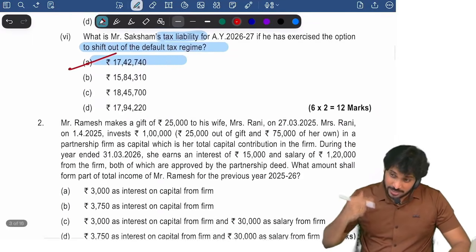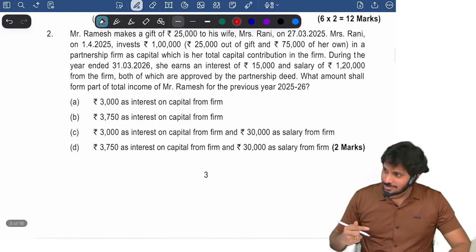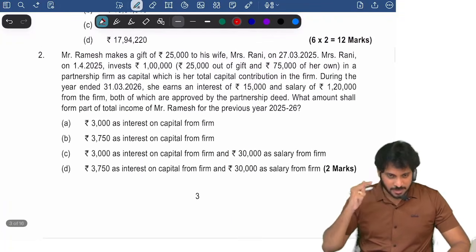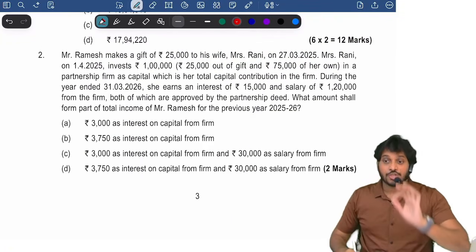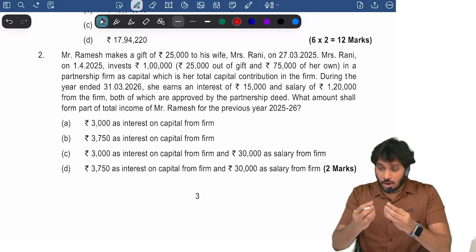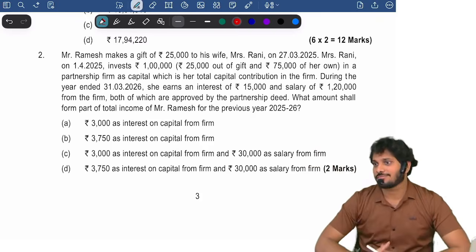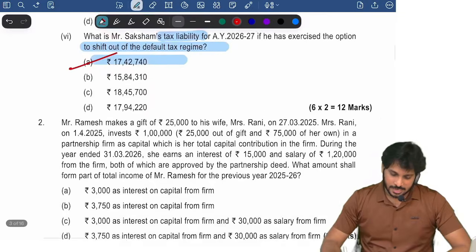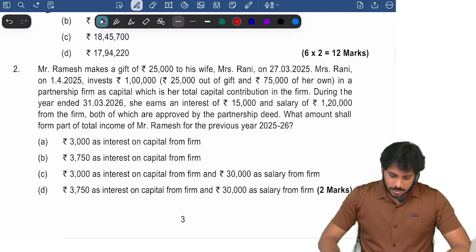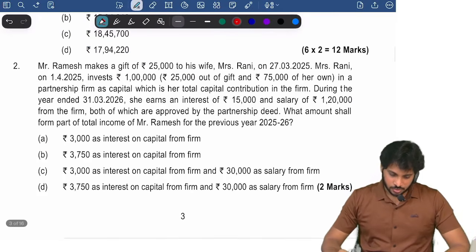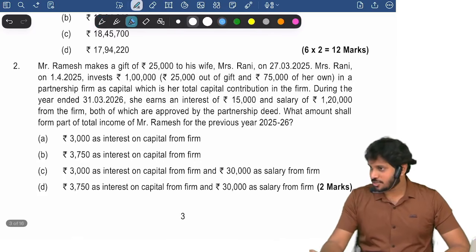You understood why we need to solve MTPs. Every MTP, every RTP, past exam question, you should solve, so that you understand how the twist will be there indirectly. Okay, that's it. Next. So almost 6 MCQs, 12 marks is over. Correct?